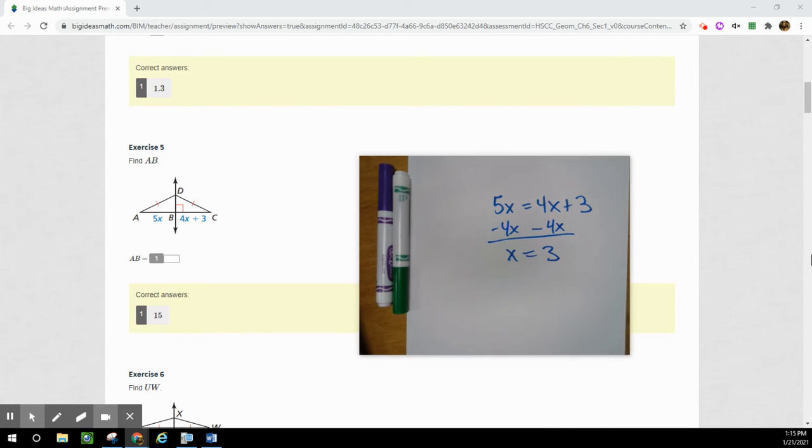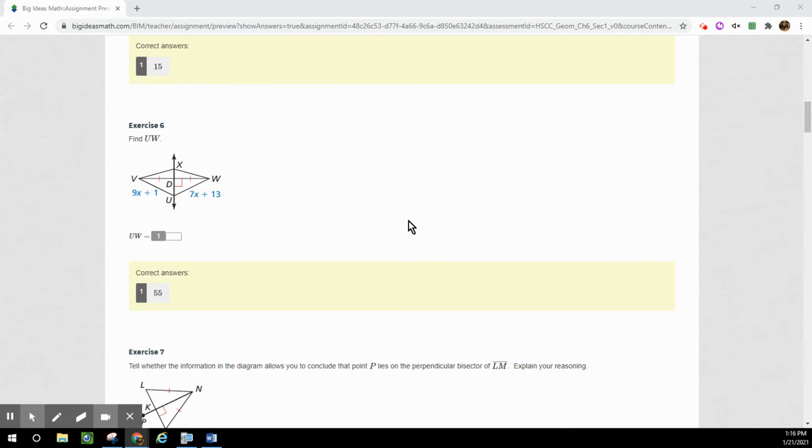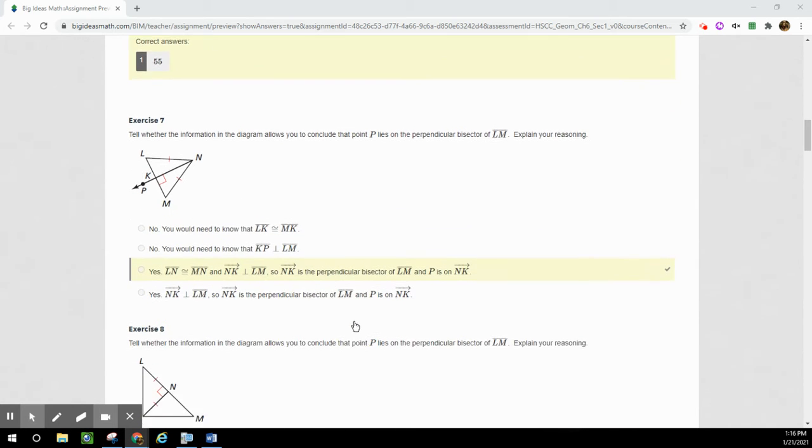That is not what they ask for. They ask for AB. So AB is 5 times x, so that would be 15. In number 6, again, another perpendicular bisector problem we'd solve in much the same way.